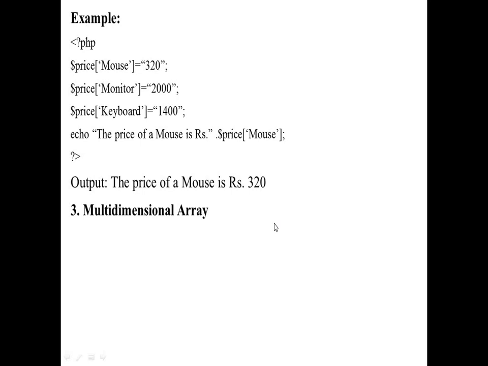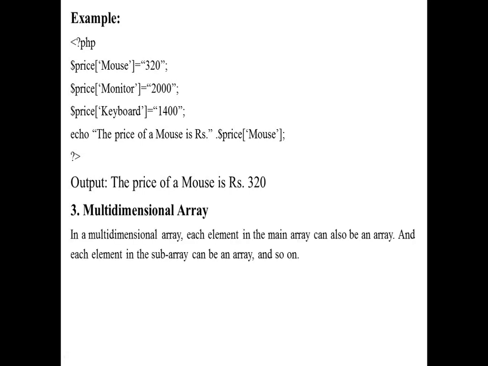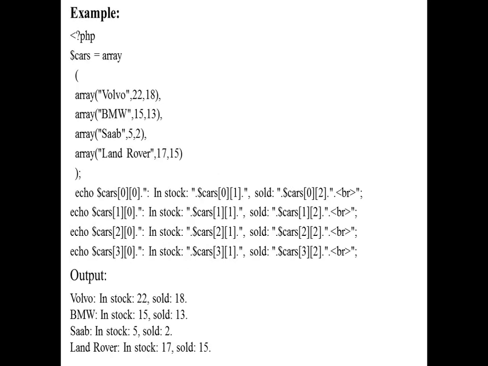The next is multi-dimensional array. In a multi-dimensional array, each element in the main array can also be an array. Array within an array is a multi-dimensional array, that you know, and each element in the sub-array can be an array, and so on, like that. So let's have an example of this.